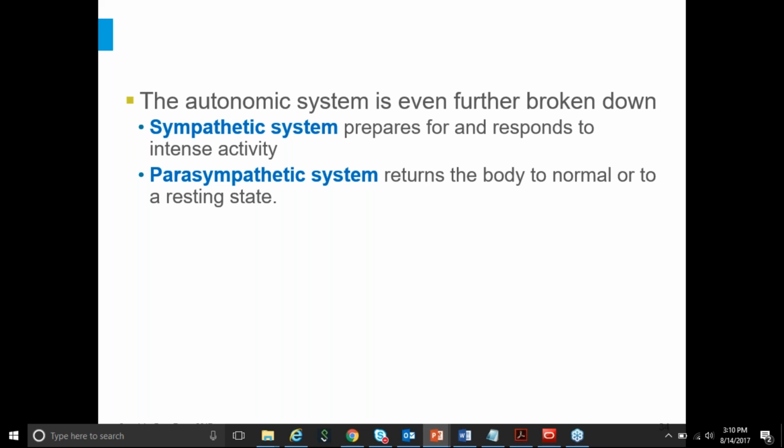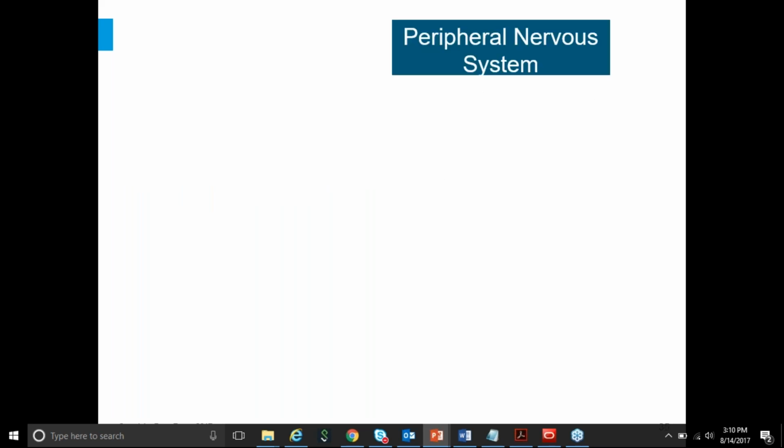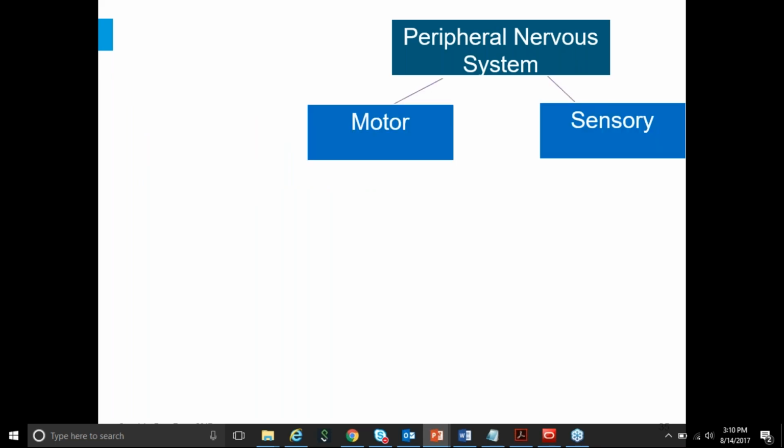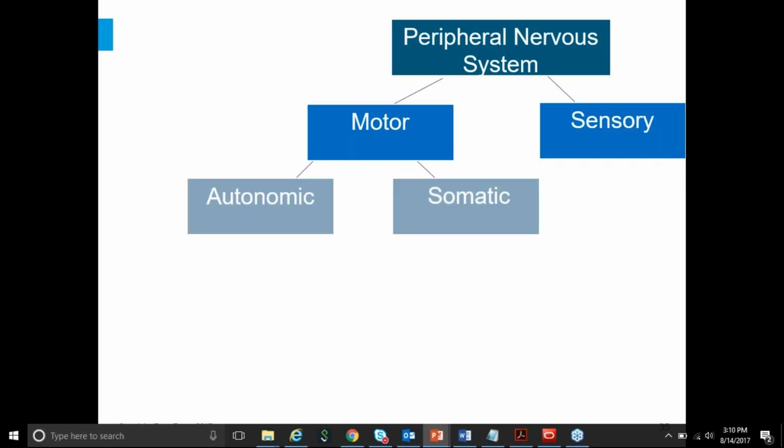So we just got a bunch of new terms and new divisions of the nervous system. So let's just kind of review the organization. In the peripheral nervous system, which is everything in your body except the central nervous system, it's broken down into the motor and the sensory. And the motor nervous system is broken down into the autonomic and somatic systems. And let's just review what that means.